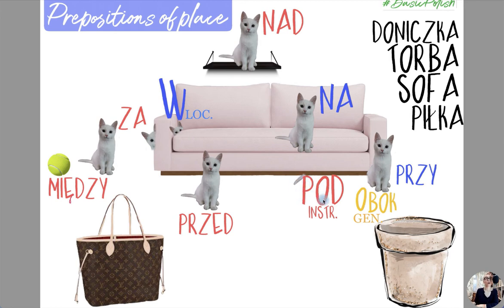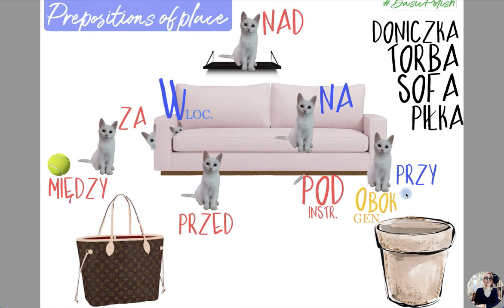So pod, under. So once again, nad, above or over, pod, under, przed, in front of, za, behind, and między, between. So once again, all red, all instrumentals. Nad, over, above, pod, under, przed, in front of, za, behind, między, between.